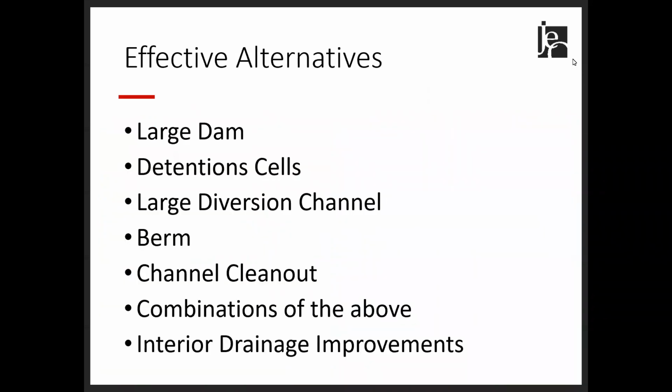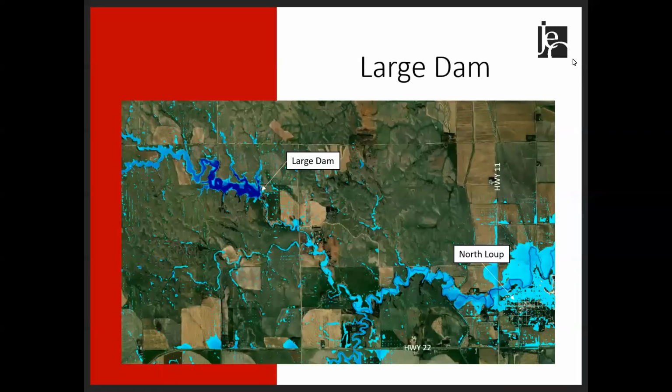So now we're going to look at the alternatives that actually had a moderate to significant effect of lowering the floodwaters in North Loup. Here you can see a photo of the large dam. This was taken from our model that we used to analyze the effects. The large dam is up in the watershed approximately 5 miles. You can see the city of North Loup on the right side of the screen.